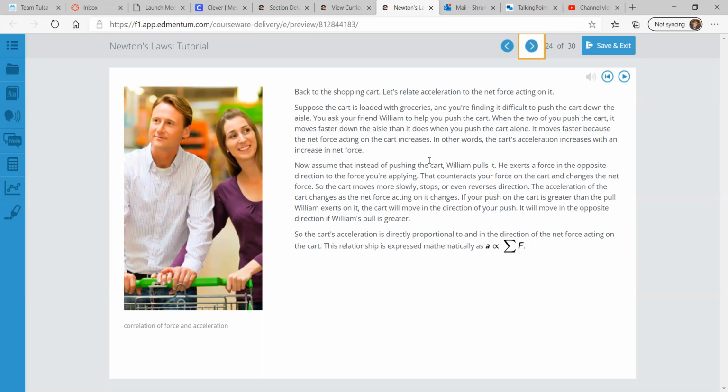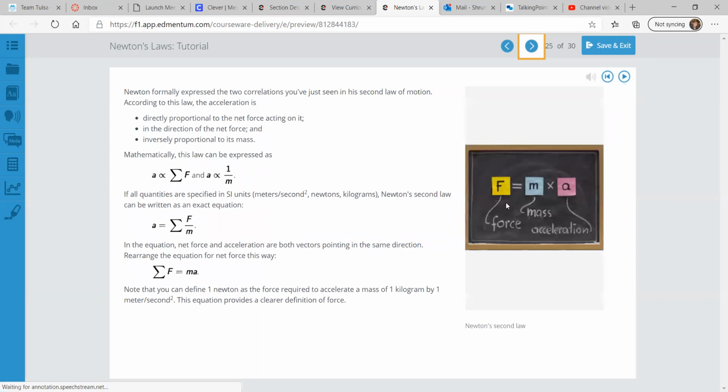So the cart's acceleration is directly proportional to and in the direction of the net force acting on the cart. Mathematically, that means a is directly proportional to the sum of the net forces.